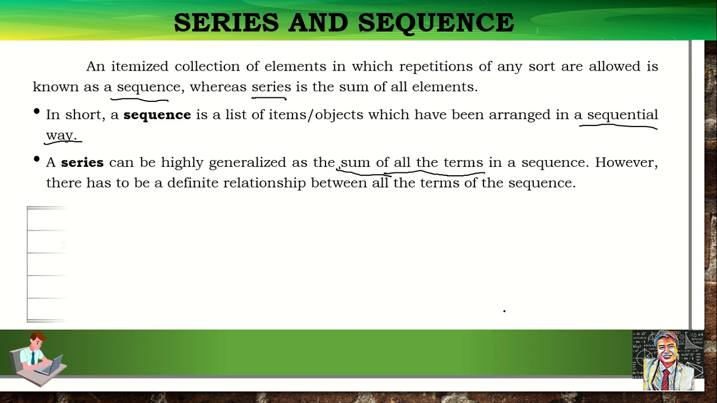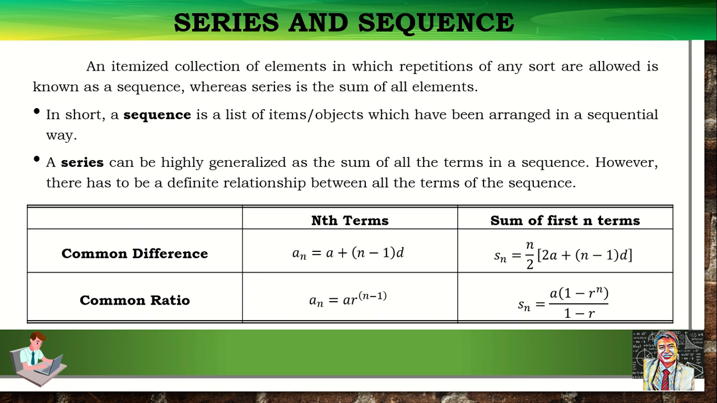Ano pa meron sa kanila? Next is common difference. Meron silang tinatawag na common difference saka common ratio. Okay? So, in sequence, since meron siyang arrangement of sequential way ng mga numbers, gusto natin malaman ano yung number from a certain position. Okay? Kapag meron silang common difference at gusto natin malaman yun, ito formula.